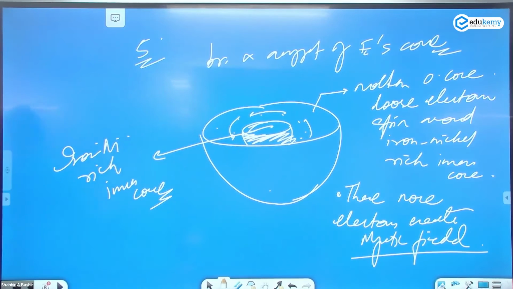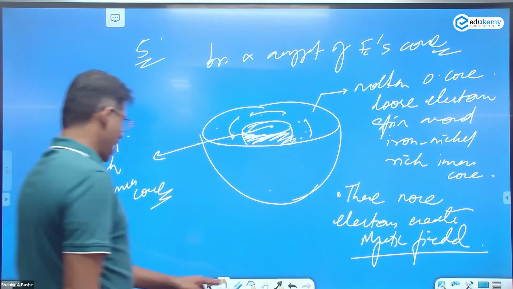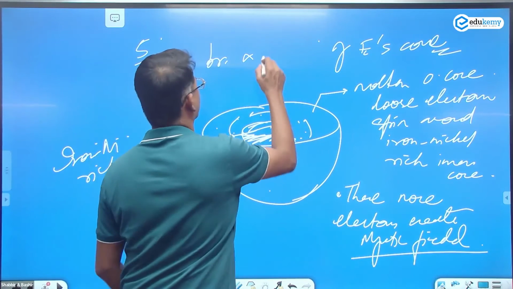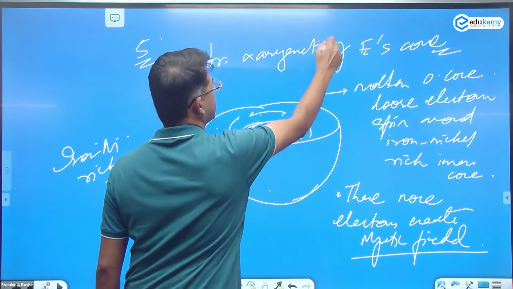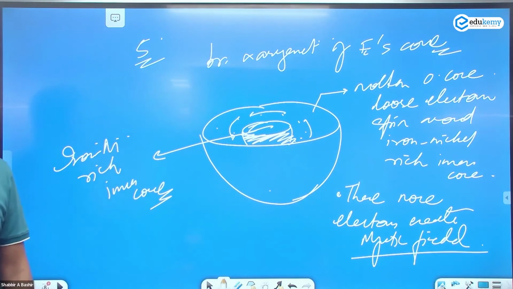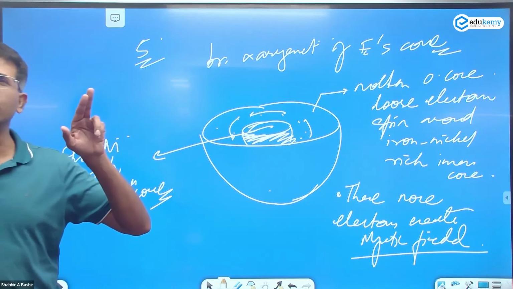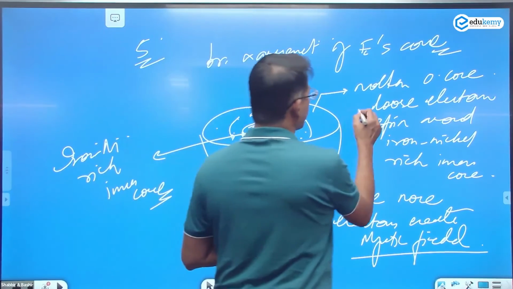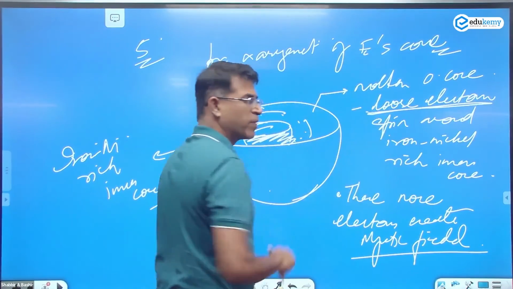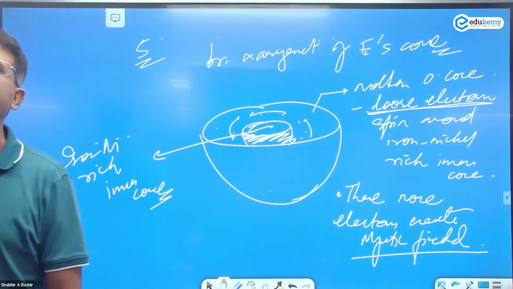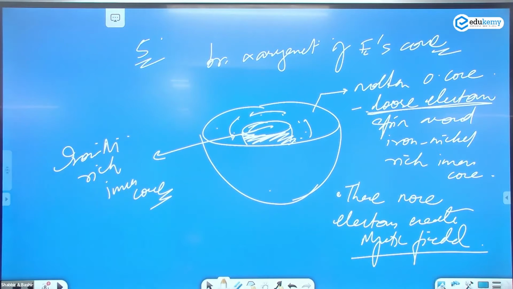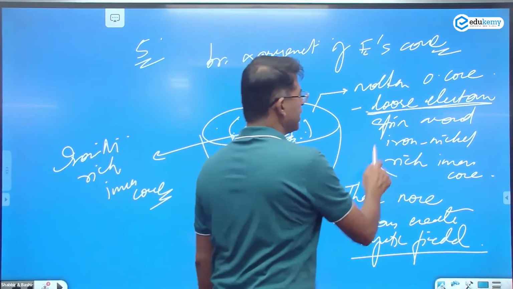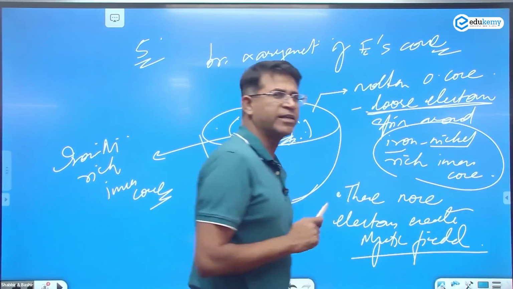Okay, so the Earth's magnetism is because of the behavior and the arrangement of Earth's core, in which we have a molten outer core. This molten outer core has loose electrons, and the loose electrons spin around. They are moving around an iron and nickel rich inner core.